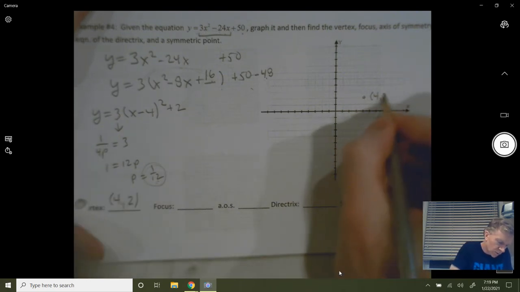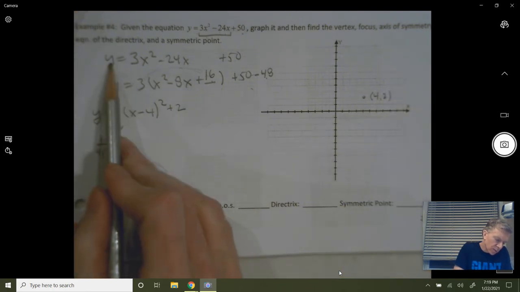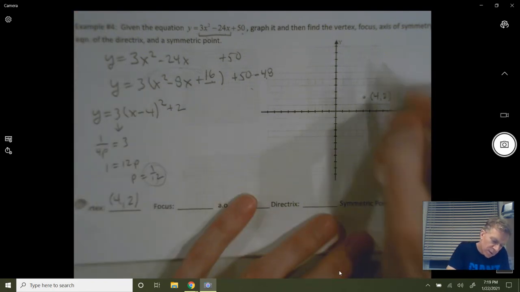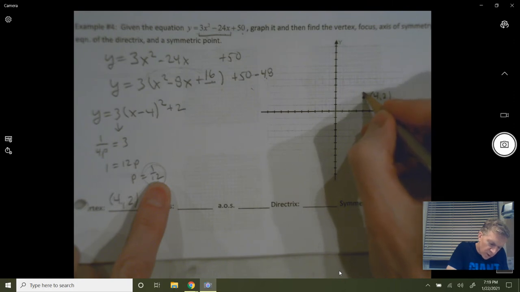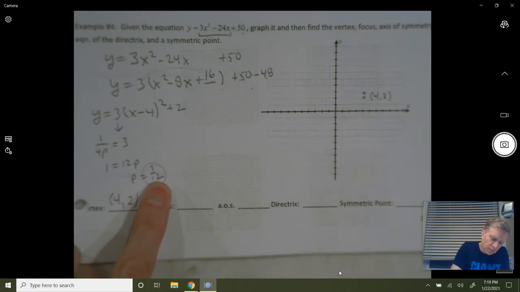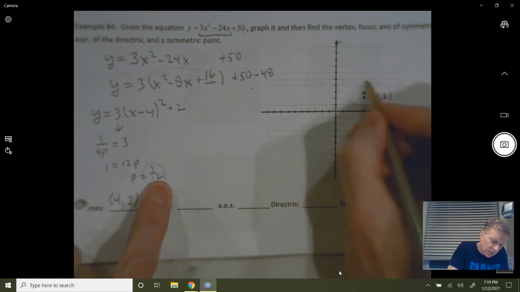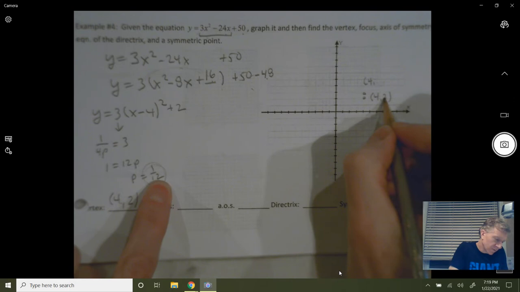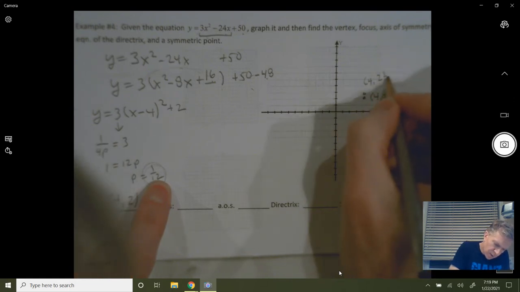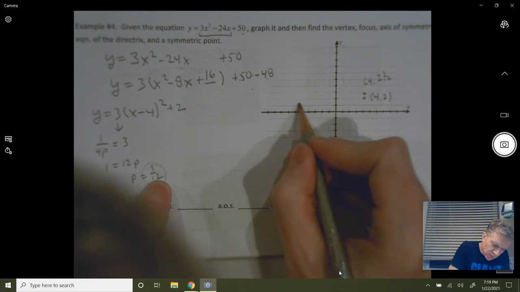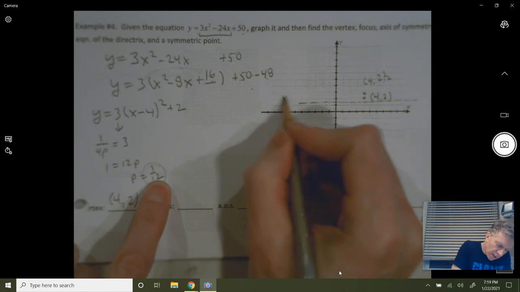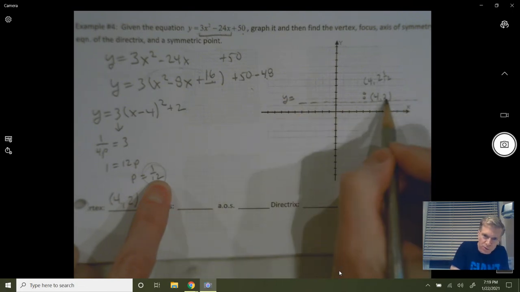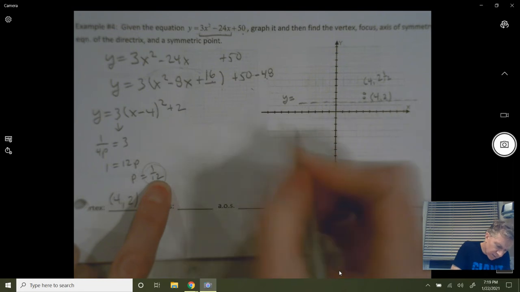So 4, comma 2. I know it's opening up because it's y equals x squared. My a value is positive, which means I'm going to go up a distance of p. So I'm going to go up for my focus. I know I can't draw that to look like it's 1/12, so I'm going to make it look a little bigger than 1/12. So that's going to be 4, comma 2 and 1/12. And if I go down 1/12, that is my directrix. So that's going to be y equals 1/12 down from 2, so y equals 1 and 11/12.